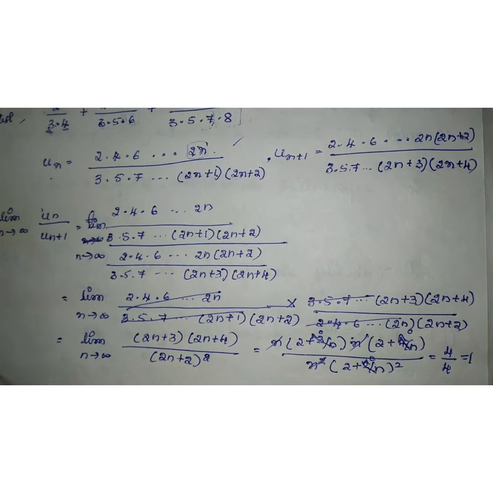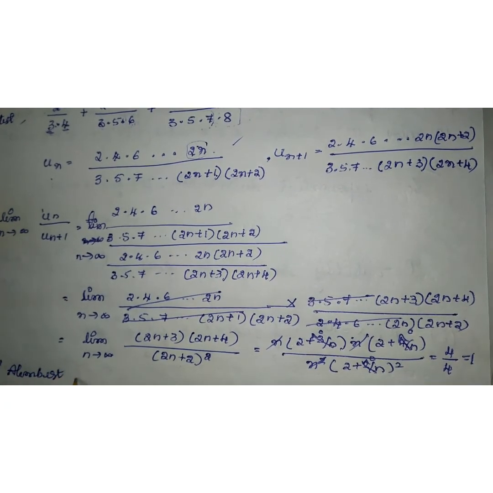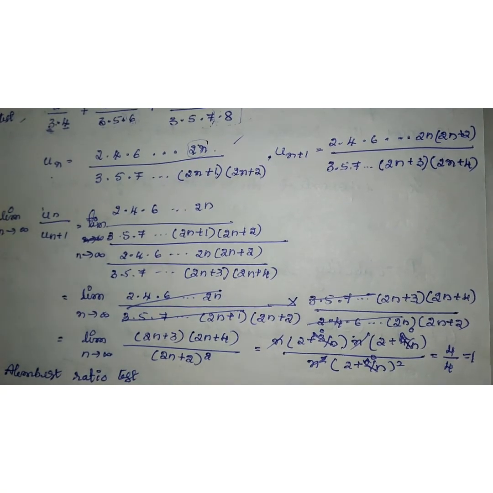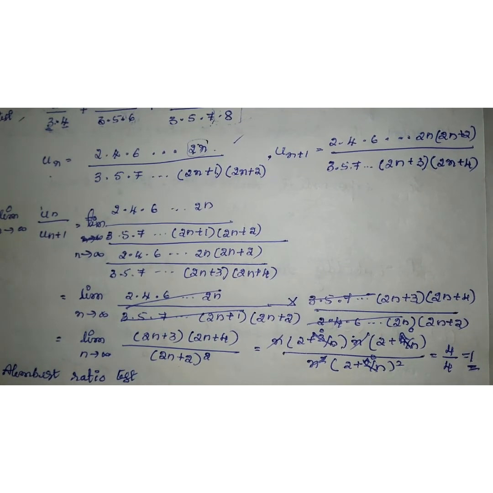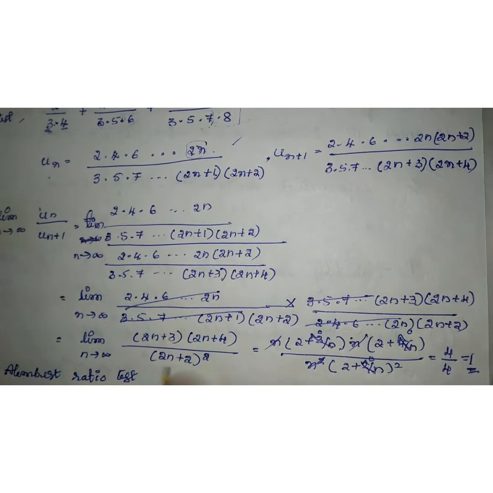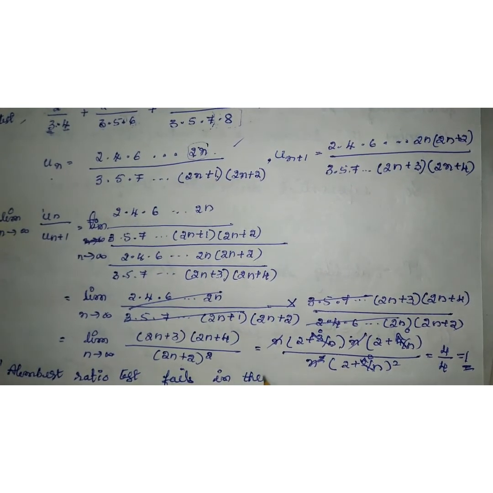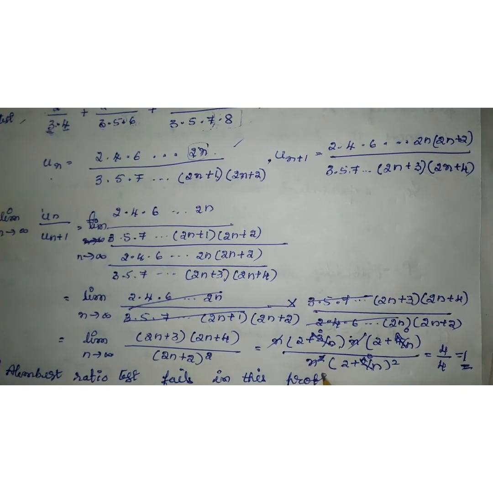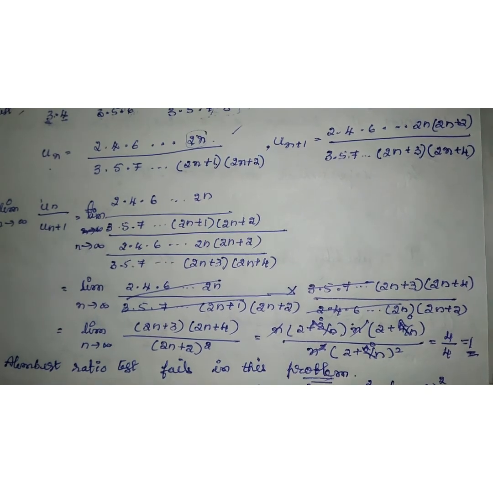But in the case of D'Alembert's ratio test, we have conditions only for values greater than 1 and less than 1, but there is no condition provided for the terms which are equal to 1. So D'Alembert's ratio test fails in this problem. So we should go for some other test to find the convergence or divergence of the series. So let us move on to the next problem.